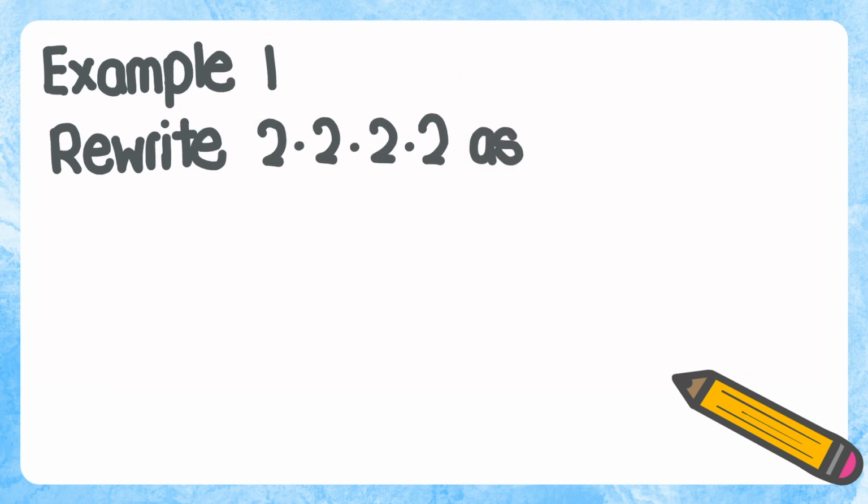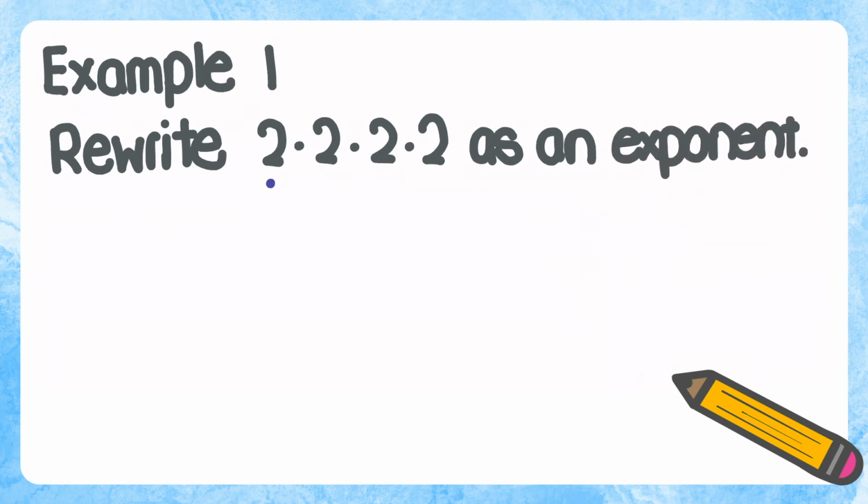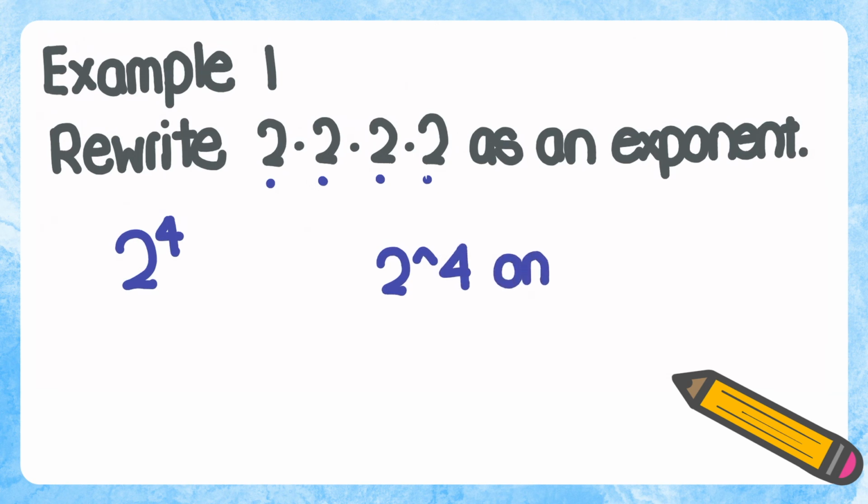So for our first example, let's rewrite 2 times 2 times 2 times 2 as an exponent. So we're repeating the multiplication 4 times. So our base is 2 and our power is 4. In your computer, you would type it like this: 2 with the caret sign and then 4.